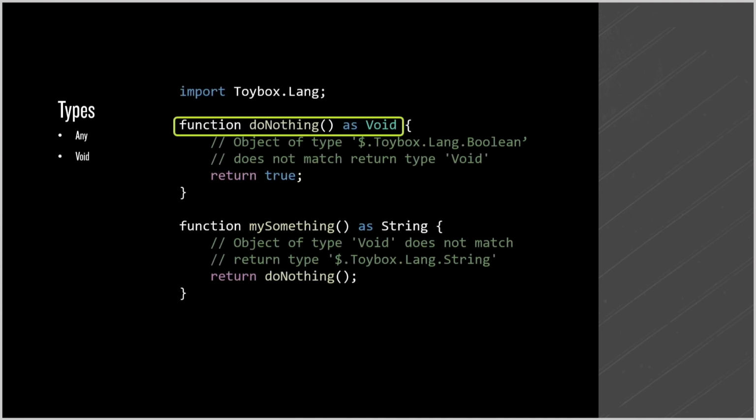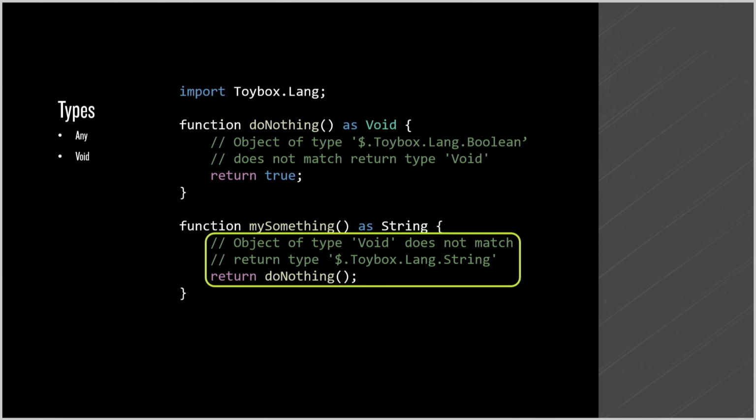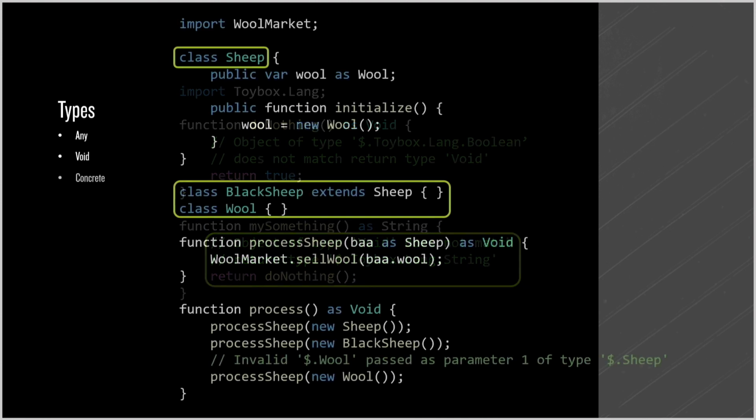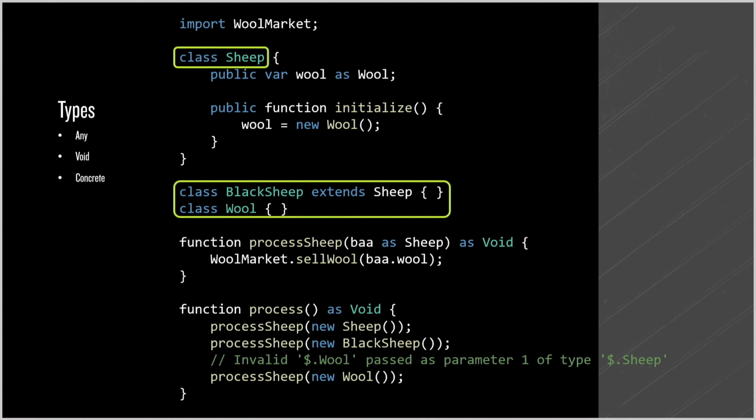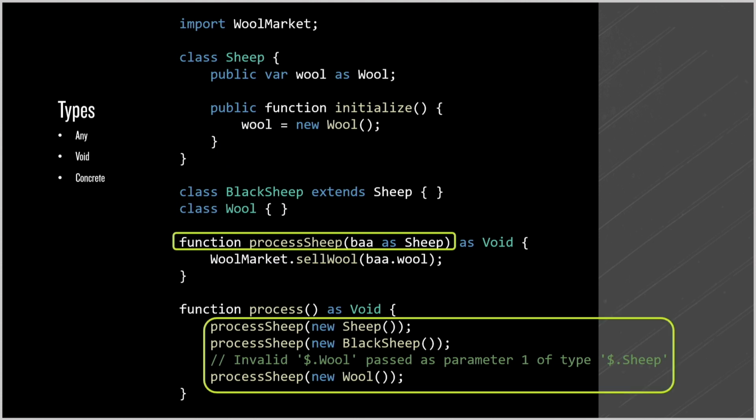The void type is only for function return values. It communicates that a function does not allow a return value and that a function should not expect a return value by calling this function. Concrete types refer to declared classes in the application's namespace. If a value is bound to a concrete type, it will accept values of that class or any class derived from it.